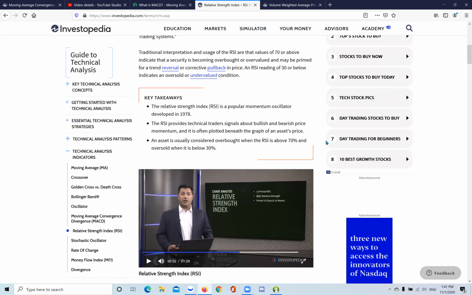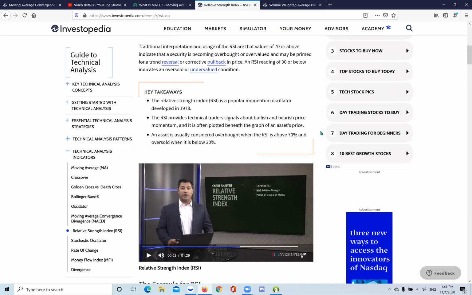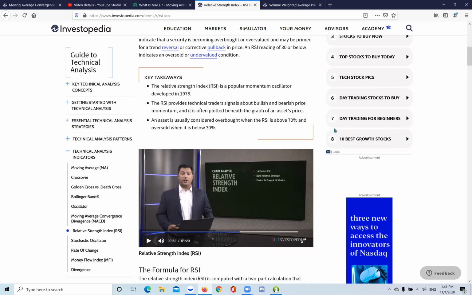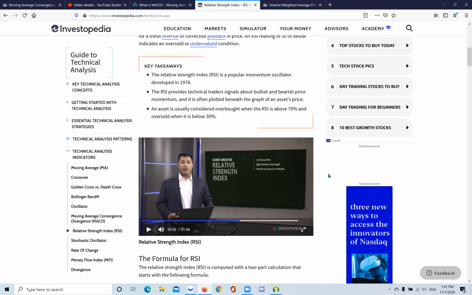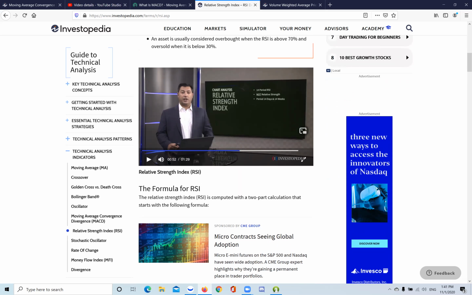The RSI provides technical traders signals about bullish and bearish price momentum, and it is often plotted beneath the graph of an asset's price. An asset is usually considered overbought when the RSI is above 70% and oversold when it is below 30%. Let's watch this.